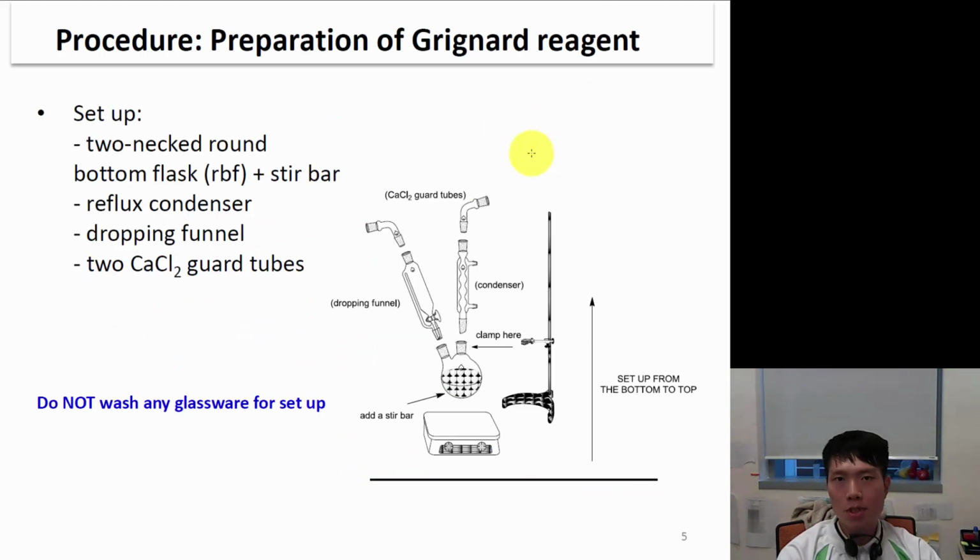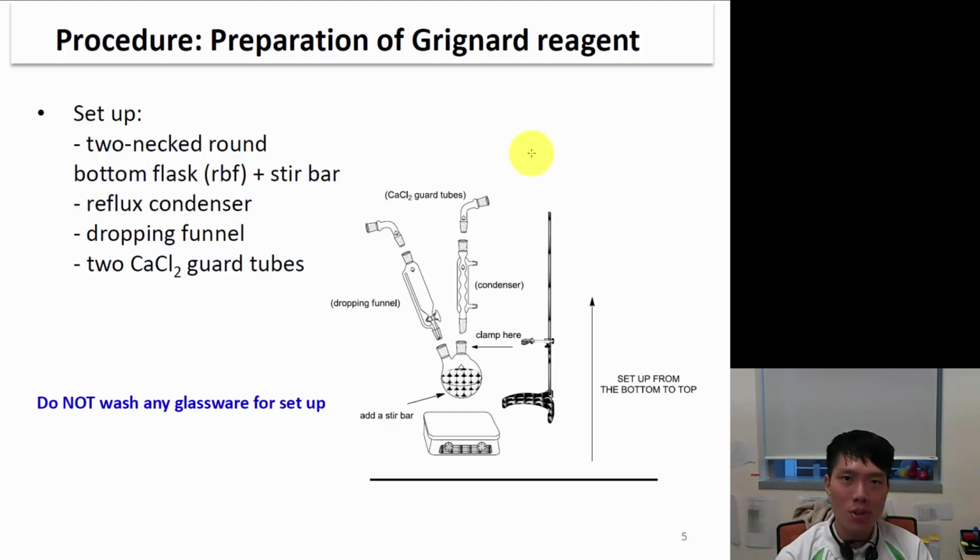So how do you prepare a Grignard reagent? Of course, you need to set up a very dry atmosphere. So for the setup, you need a 2-neck round bottom flask and a stirring bar. We know that there are two kinds of stirring bar, one is a flat one, one is a round one. So in this case, you ought to know which one you should be using because you're using a round bottom flask. And of course, you need a reflux condenser.